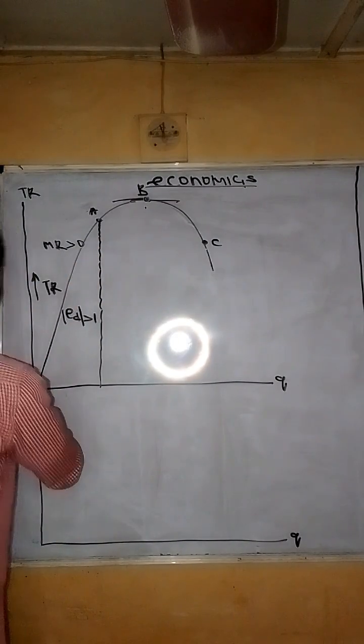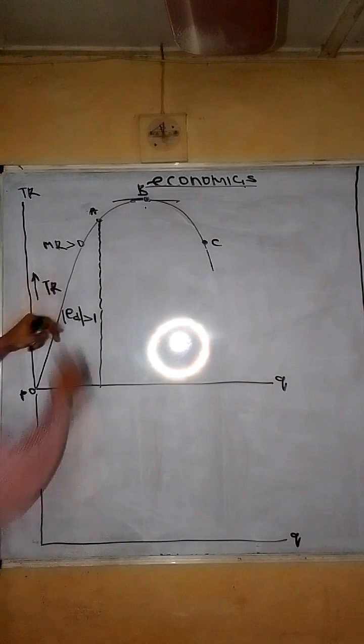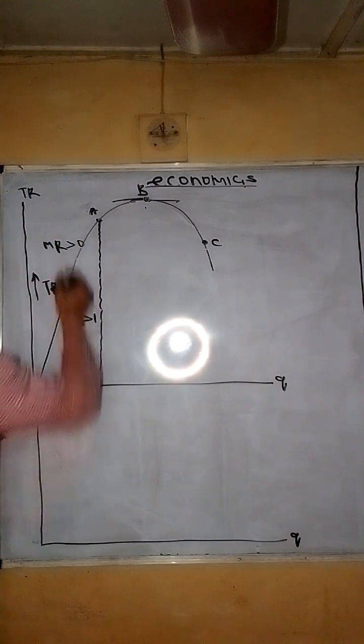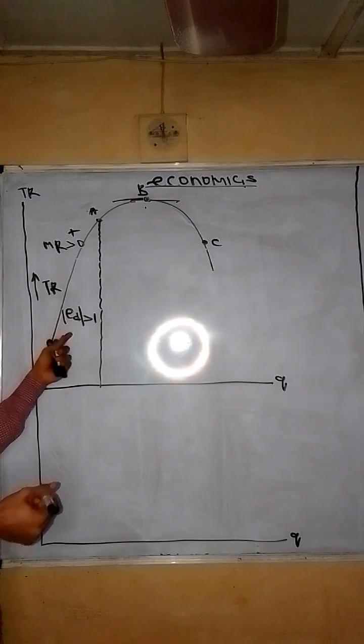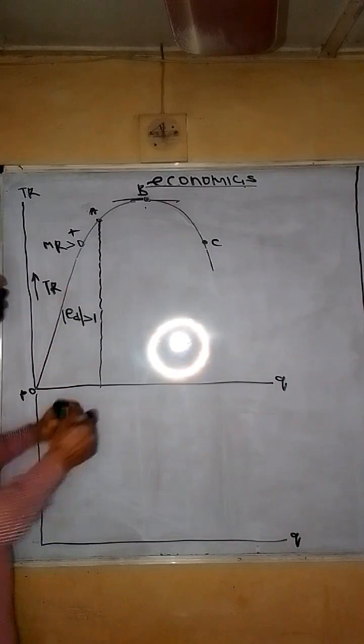So please, whenever total revenue is rising, as you can see from my board, then it is obvious that marginal revenue will be greater than what? 0. It will be positive. Marginal revenue will be positive. And it is obvious that elasticity of demand is always what? Elastic. That demand is always elastic at that region.